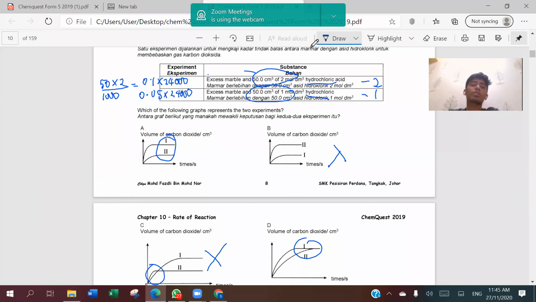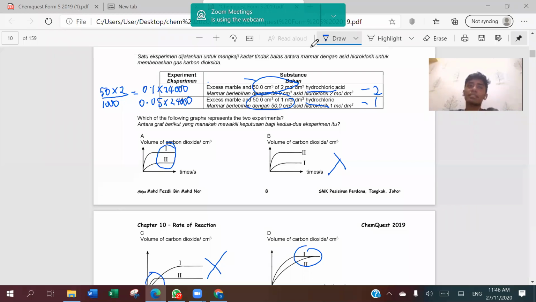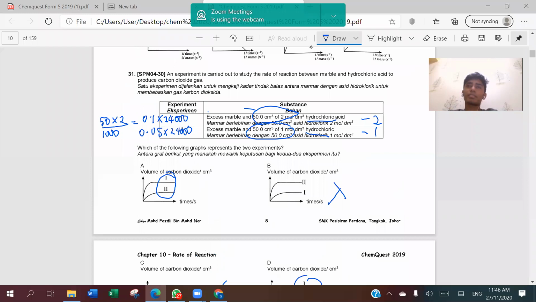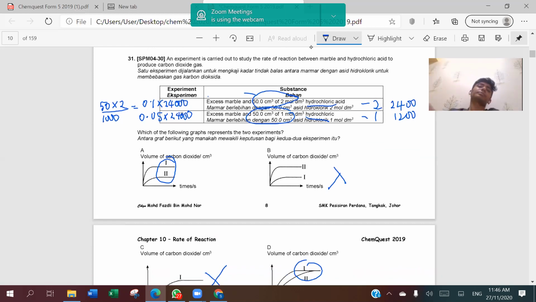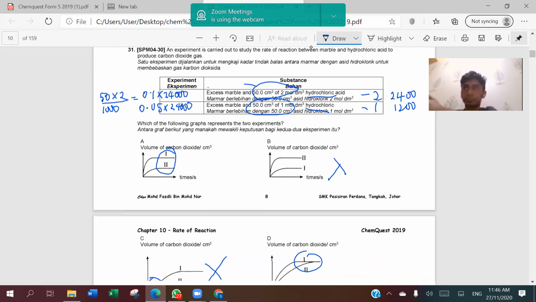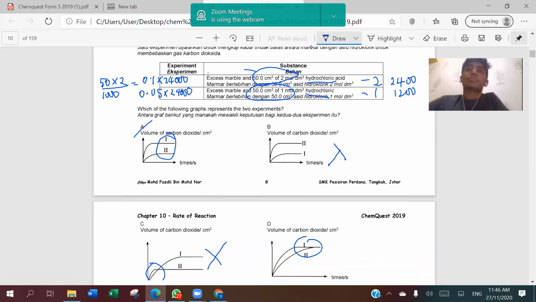Calculate for me. What's the first? So the answer is A, is it? Wait, wait. Calculate for me. How much? 0.1 times 24,000. That gives 2,400. Okay, and 0.05 times 24,000 is going to be 1,200, right? So can you see the volume is different? Yes. Okay, therefore your answer must be A.